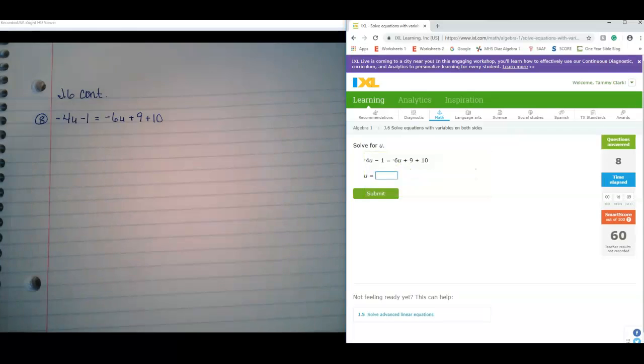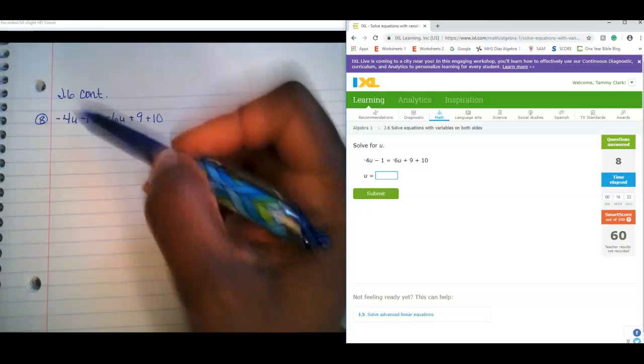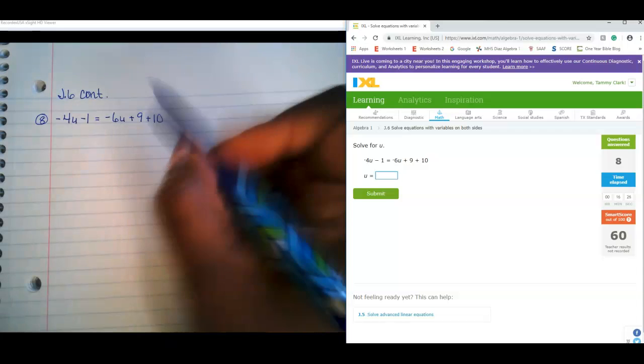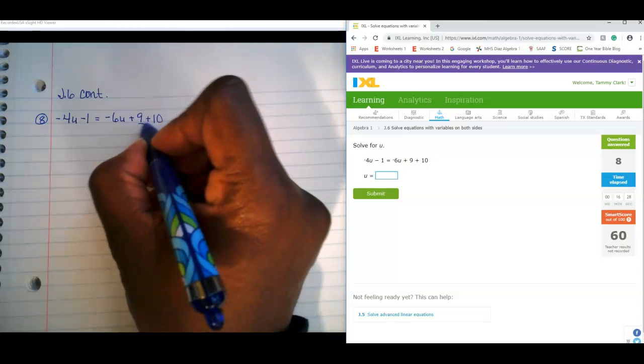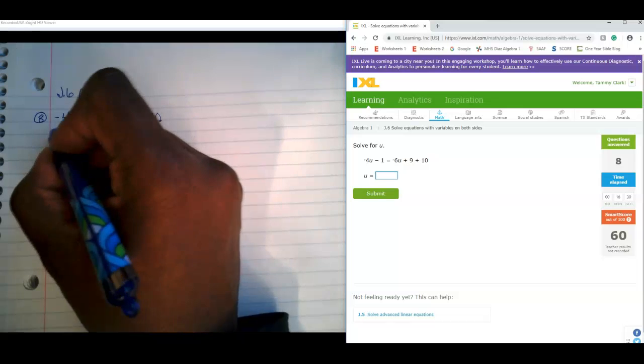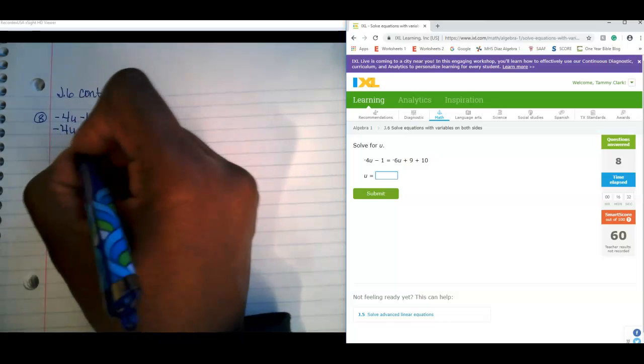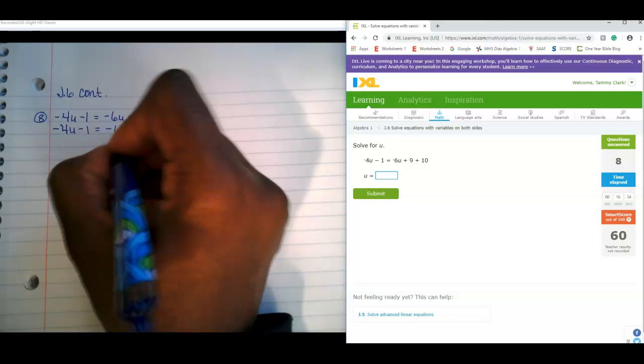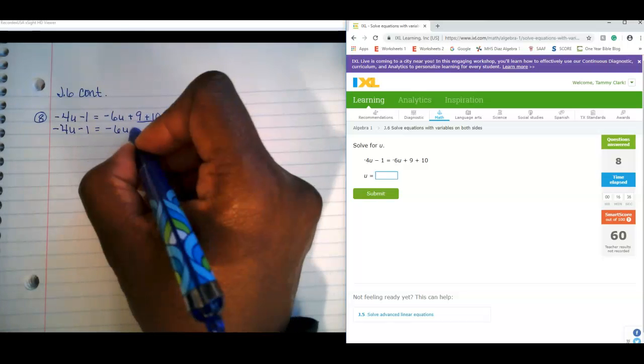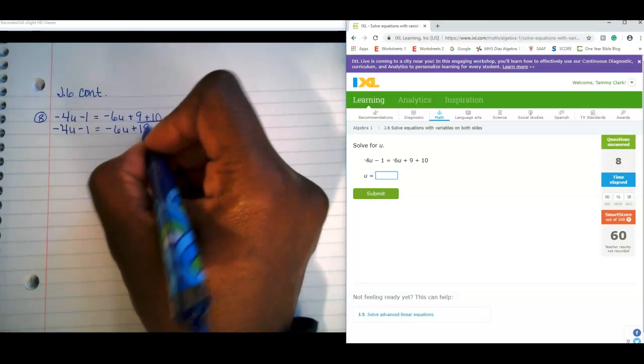All right, with number 8, we have several things going on. So what we're going to do is simplify the right side of the equation prior to applying inverse operations, meaning opposite operations, to isolate the variable or to get the variable alone. So you notice here we have two numeric terms. We can put those together. So it's negative 4u minus 1 is equal to negative 6u. 9 plus 10 is positive 19.